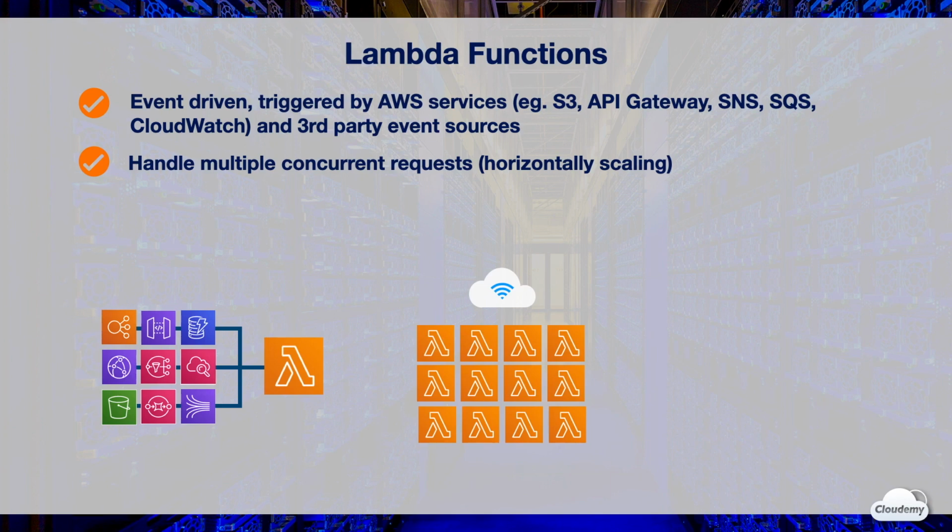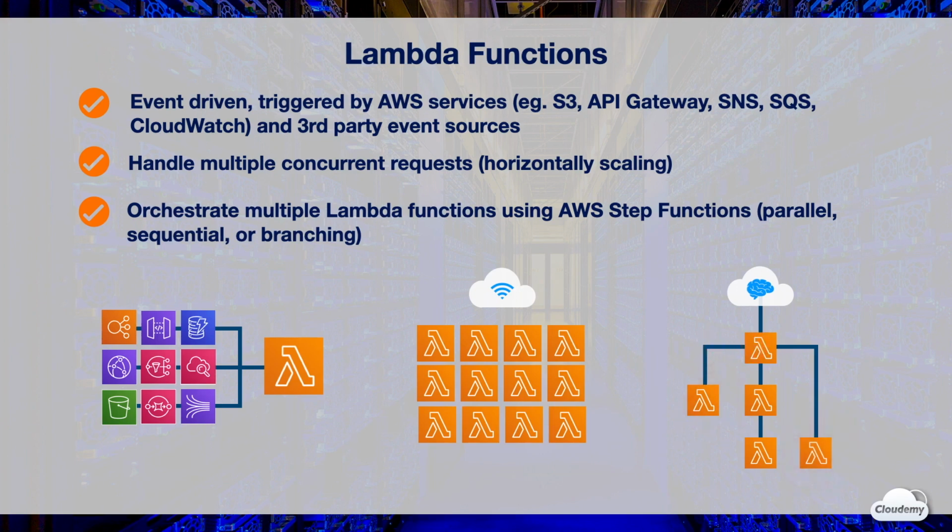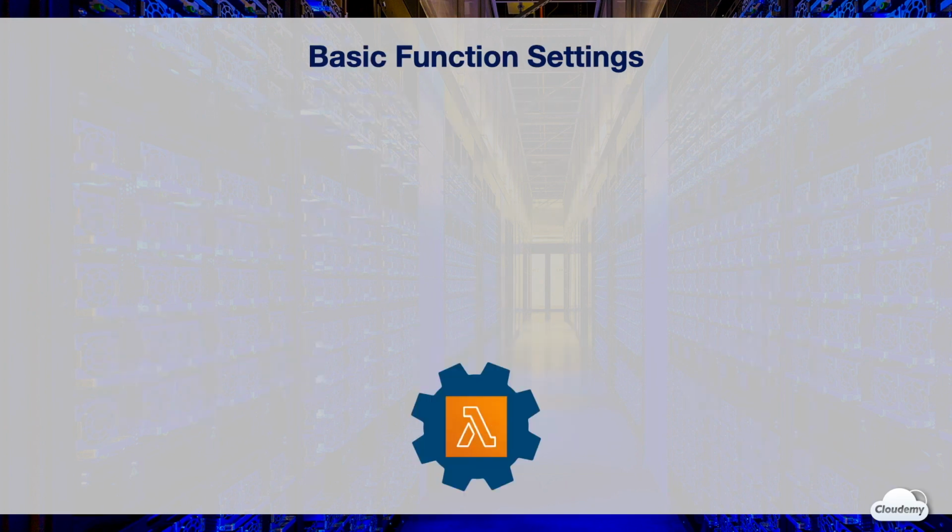You can request to increase the limit using the AWS Support Console. You can orchestrate multiple Lambda functions using AWS Step Functions to perform complex tasks or long-running workloads. Step Functions is another AWS service that lets you define workflows and trigger a collection of Lambda functions using parallel, sequential, and branching steps. You can specify the following settings when you create a Lambda function.